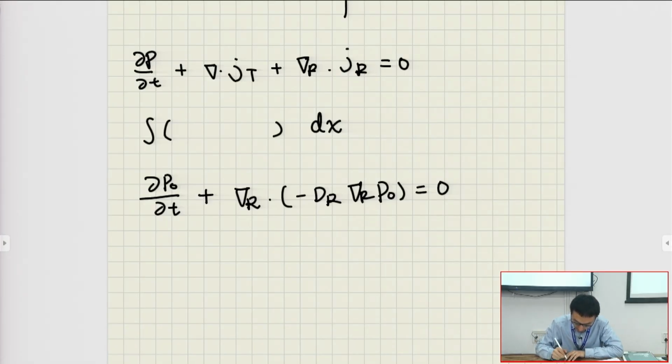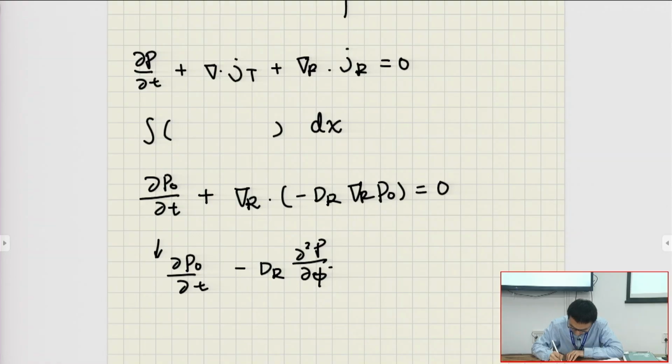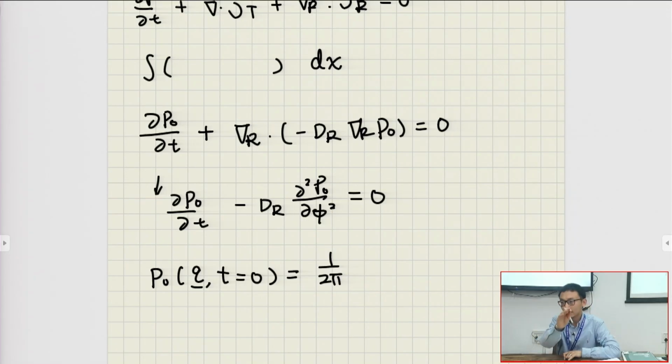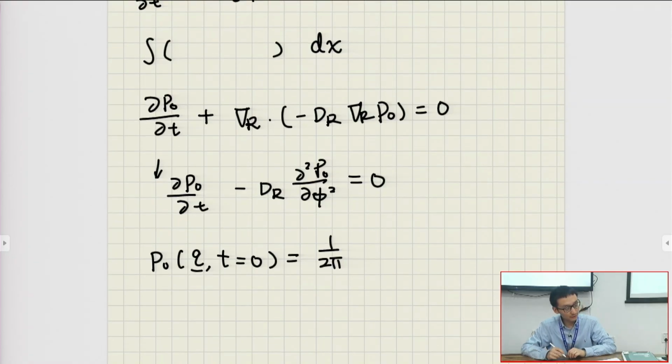Now we can try to solve this equation because we can write this out explicitly. In 2 dimensions, for example, that's just the diffusion equation in angular space. So let's try to solve the simplest possible example. Let's say that our initial condition at t equal to 0 is P naught equal to 1 over 2 pi. So initially it's uniformly random over the angles. And then what's the solution for P naught?